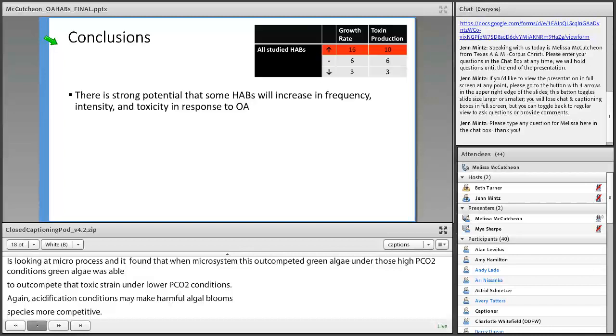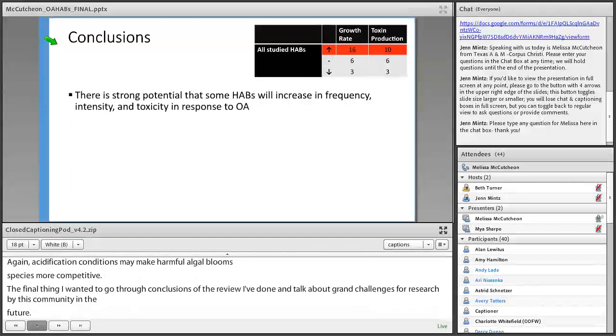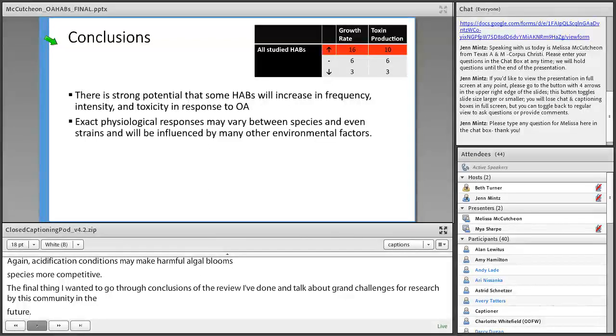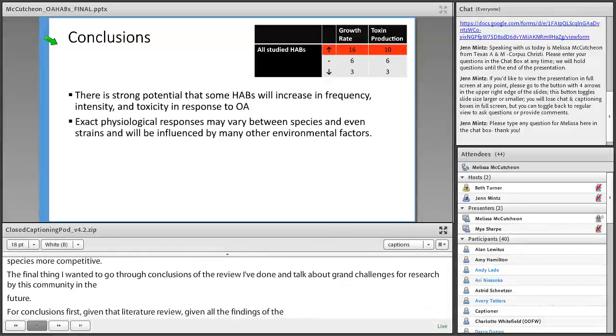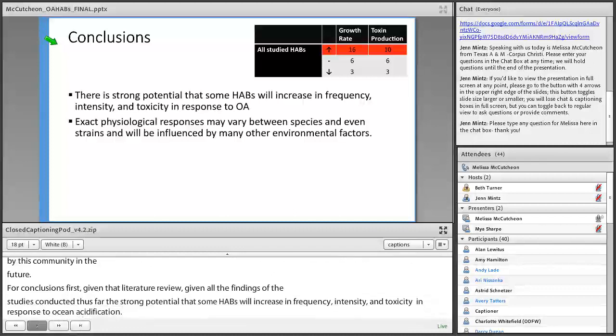And so for conclusions, first, given that literature review, given all of the findings of all of the studies that have been conducted thus far, there is strong potential that some HABs will increase in frequency, intensity, and toxicity in response to ocean acidification. The exact physiological responses may vary between species and even between strains. And that's also going to be influenced by other environmental factors.